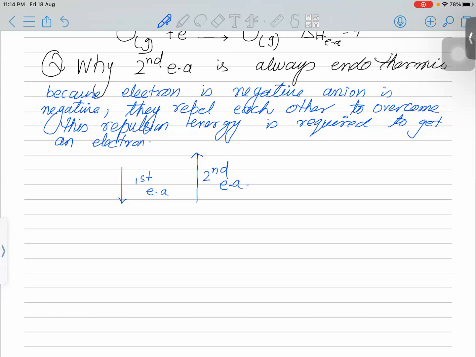Are you getting my point? Yes, sir. For second electron affinity, the equation for S8 and P4 will be different again. Yes. Again we have to multiply, but we just multiply by 8 for sulfur, and for phosphorus, we have to multiply it by 4. Okay, sir.